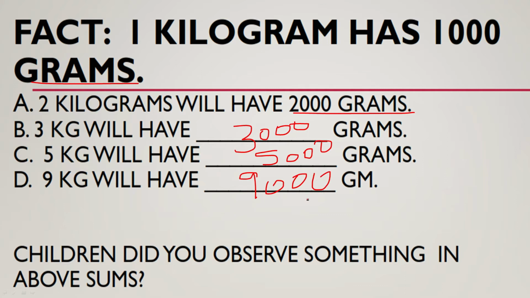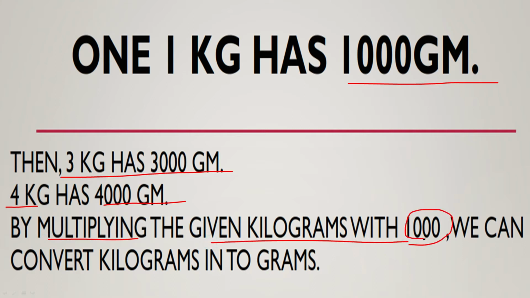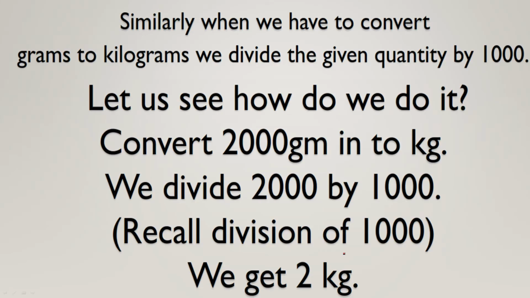Children, did you observe something in above sums? 1 kilogram has 1000 grams. Then 3 kilogram has 3000 grams. 4 kilogram has 4000 grams. By multiplying the given kilogram with 1000, we can convert kilogram into grams. Similarly, when we have to convert grams to kilogram, we divide the given quantity by 1000.